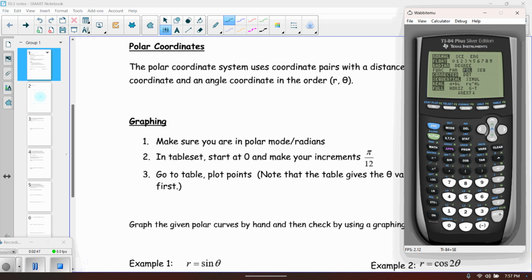Then you want to go ahead and have your table set start at 0 and make your increments pi/12. So how do we do that? If you look along the top row in the blue, you see the TBLSET, right above the window button. So you'd have to push second because it's in blue, table set. And right now mine starts at 0 already. I think that's the default. And we want to make our increments, or our change in the table, pi/12ths. So let's scroll down here. We'll make it pi/12ths. Enter.